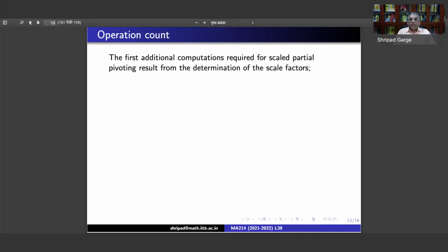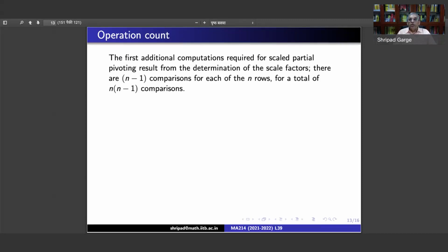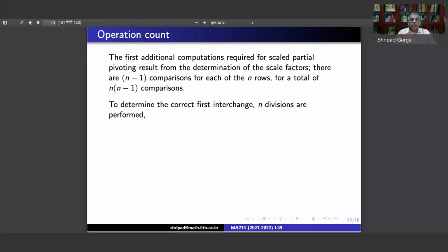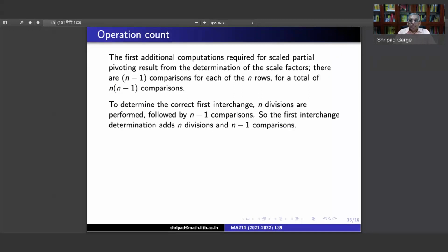Okay. So there are n minus 1 comparisons for each of the n rows, for a total of n into n minus 1 comparisons. To determine the first correct interchange, n divisions will have to be performed, followed by n minus 1 comparisons. So the first interchange determination will add n divisions and n minus 1 comparisons.